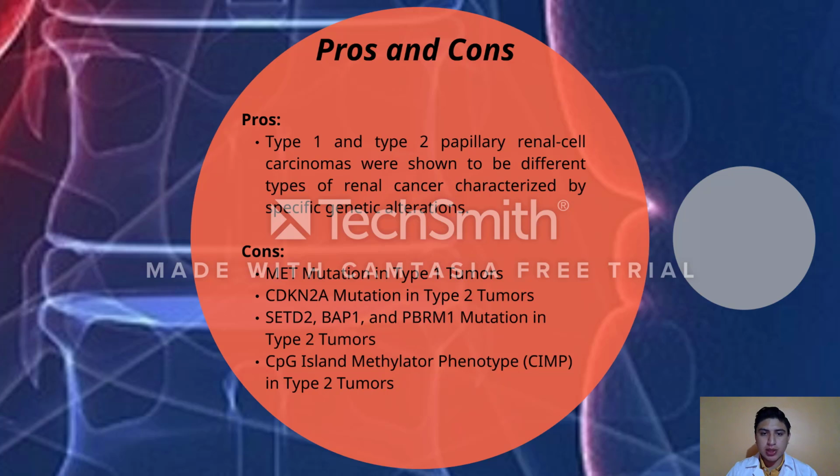Pros and cons. Pros: type 1 and type 2 papillary renal cell carcinomas were shown to be different types of renal cancer characterized by specific genetic alterations. Cons: MET mutation in type 1 tumors, CDKN2A mutation in type 2 tumors, CTD2, BAP1, and PBRM1 mutation in type 2 tumors, CpG island methylator phenotype in type 2 tumors.